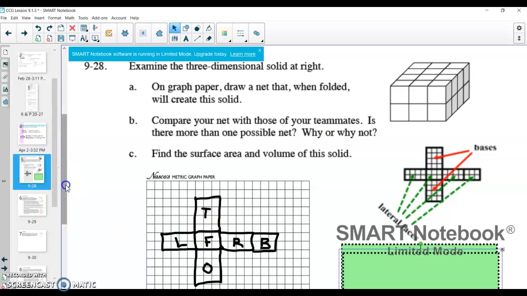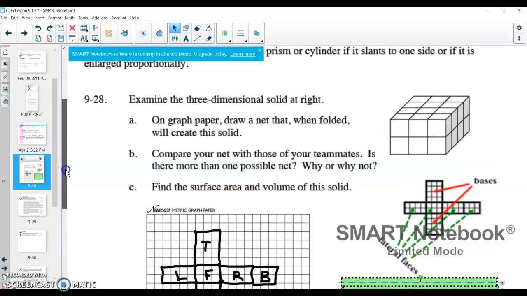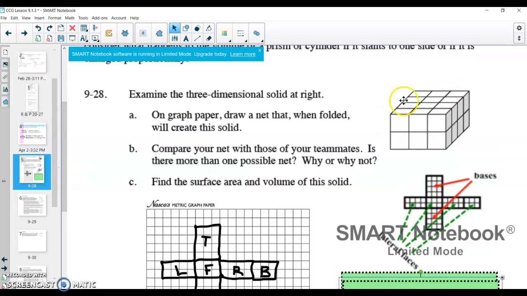If we want to find the surface area of this, we have to find the area of each side of it. The top, the bottom, the left, the right, the front, the back. We got to find the area of each of them and add them together. So that's what we're going to do next, and then we will find the volume right after that.